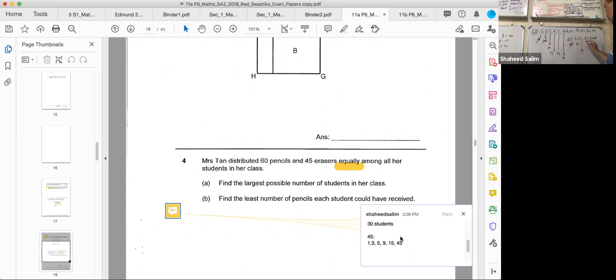45 divided by 9, you get 5 students. 45 divided by 15, you get 3 students. 45 divided by 45, you get 1 student. So now you compare the students, which one is the same? The same is 15. It's the biggest. All right, 15 is the biggest. So there are 15 students.